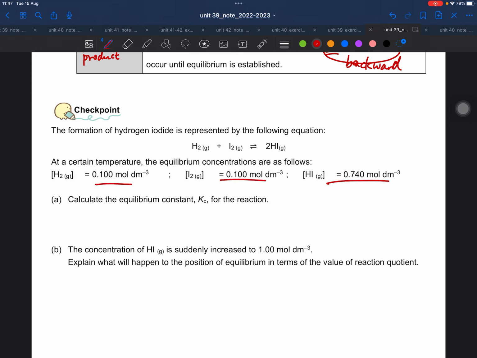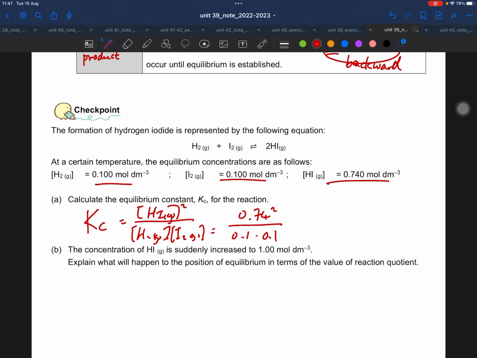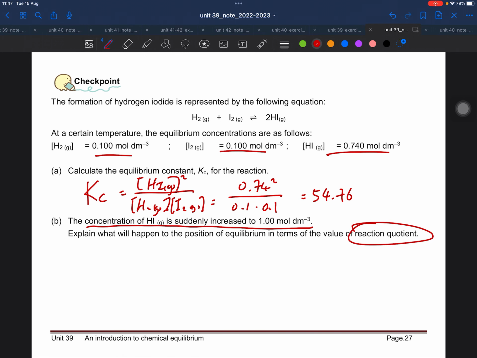Now, first of all, you are given all these species. Alright, it's easy. Kc equals 0.74 squared over 0.1 times 0.1. Again, no unit, no unit. So next, the concentration is suddenly increased to 1. Use the reaction quotient to predict what will happen. Position of equilibrium means what will happen next.